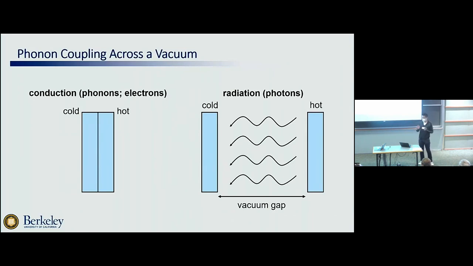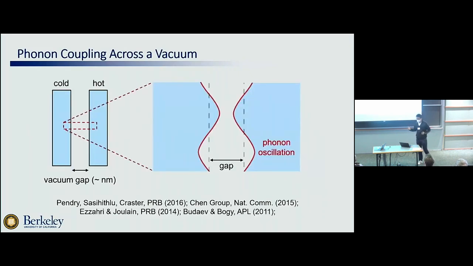But if you separate the two objects and make them far from each other, then you have radiation, where energy is transported by photons. In the conventional concept, phonons don't travel across the vacuum because you need a medium to make them couple to each other. But because of this Casimir force, there are many recent theories on this topic.